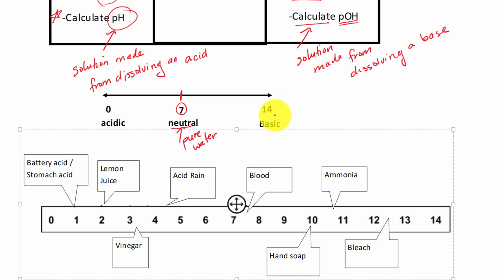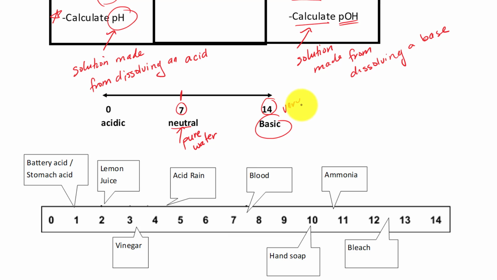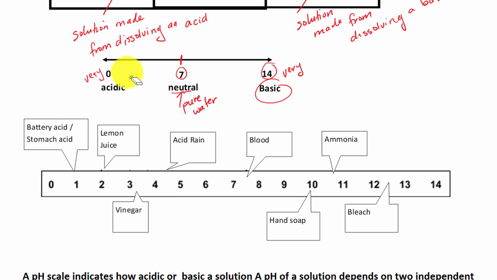This one right here is very basic at 14, where right here at the very low number would be very acidic, okay? So in a way, if we go down to a lower pH, it's becoming more acidic. If we go up this way, it becomes more basic.